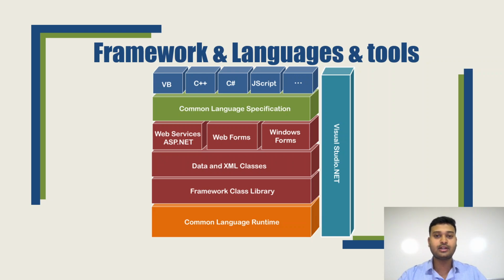After that we have the framework class library. The class library, as you all know, is a basic inbuilt library which stores different kinds of functions, different kinds of methods, different kinds of system calls. All those basic things which you use in any development are stored in the class library. And then there is the common language runtime, which lets .NET understand which language you are using and what kind of code you are running.